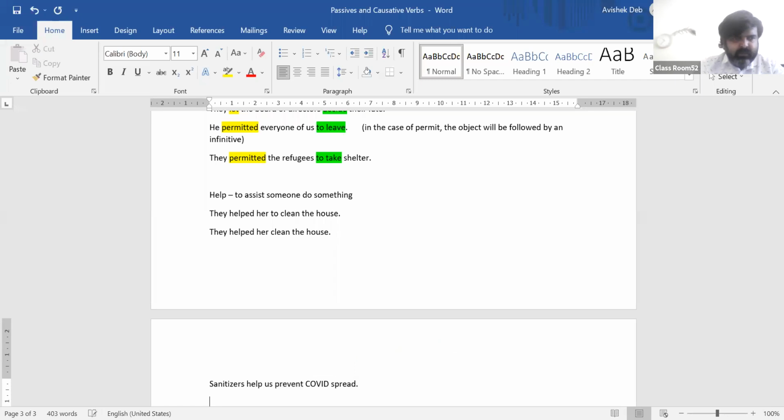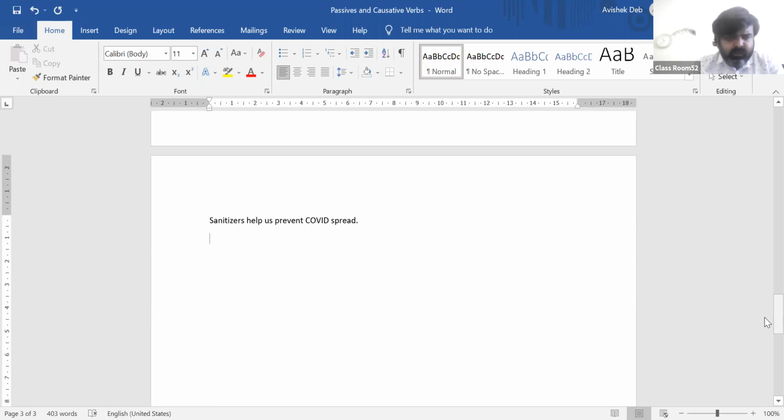Then you can also make another sentence. Capsicums help us to remain healthy.